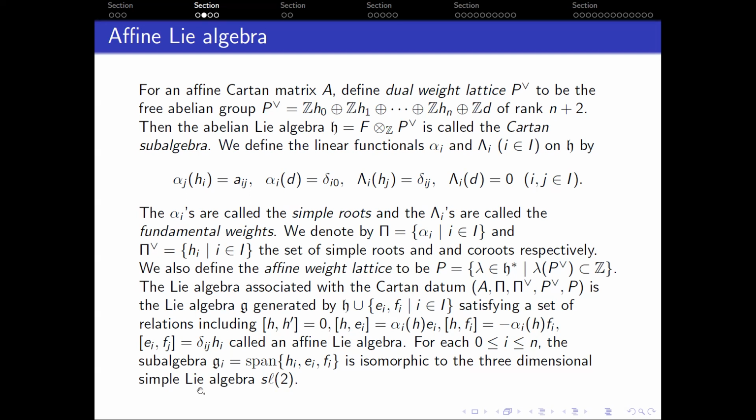Now, if we fix the index i to be any number between 0 and n, then the span of h_i, e_i, and f_i is a finite dimensional simple Lie algebra, the smallest one, SL2. 2 by 2 matrices of trace 0. That's the Lie algebra for each i. This is important for us in representation theory because SL2 representation theory is very, very beautiful.